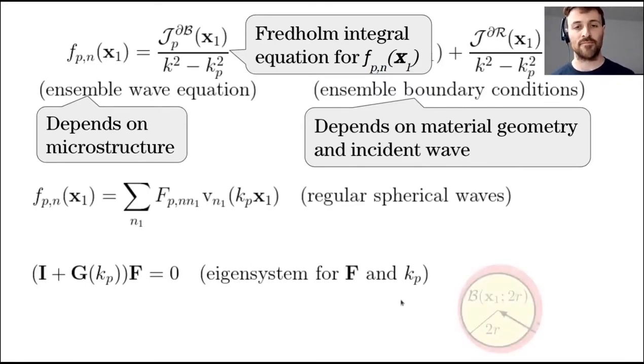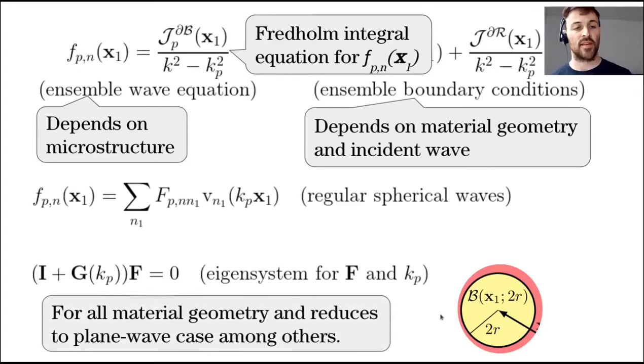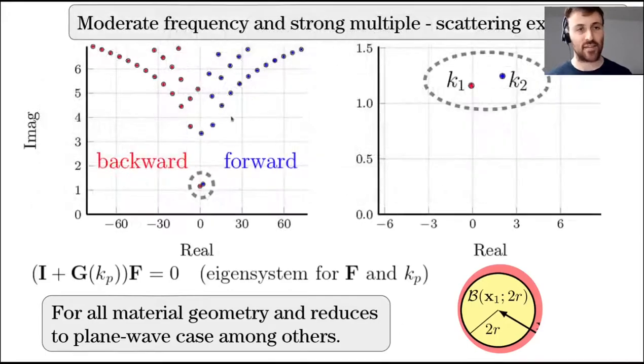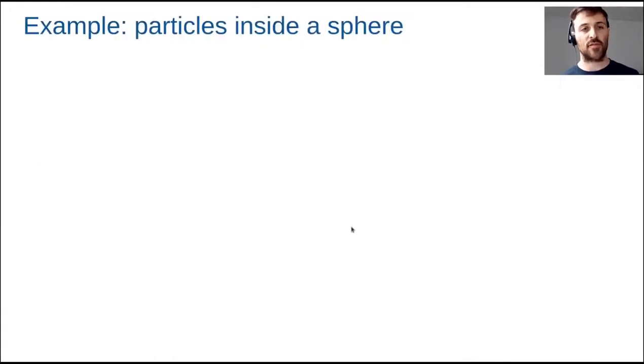Very cool. And this all comes from that ball, the exclusion zone, which doesn't depend on the geometry of the whole material. And it works for all materials, and it reduces to the plane wave case, among others. And here are some effective wave numbers for you to look at. Okay, but that's just effective wave numbers.